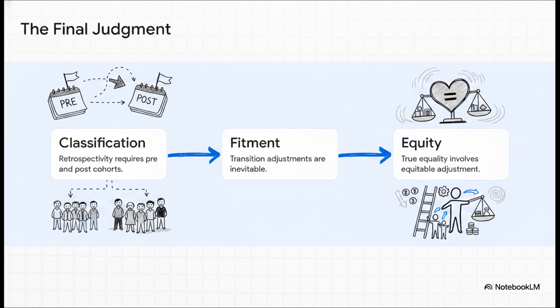So, the crucial point is this. The petition was ultimately dismissed based on 3 main pillars in the final judgment. Step 1. Retrospectivity requires classification. If you backdate a pay scale, you inevitably have to classify employees into pre-revision and post-revision cohorts. Step 2. Fitment is inevitable. To actually give your older employees the benefit of the new scale without shrinking their pay, transition adjustments are mandatory, not discriminatory. And Step 3. Equity is greater than identicality. True constitutional equality involves equitable adjustment based on context, not just demanding identical administrative treatment across the board.